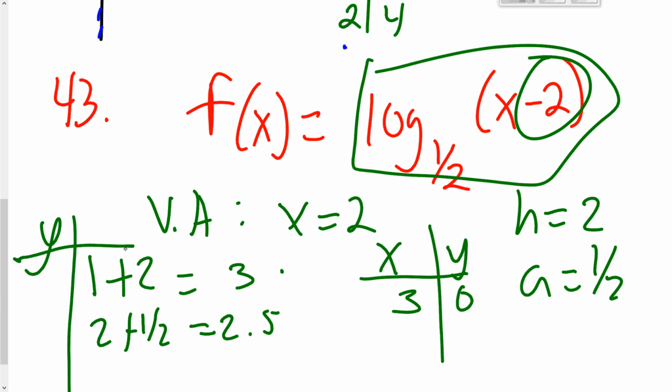Your y will always be 0 when you do this, and when you do the a plus h, you always get an answer of 1. So if I put in 2.5, 2.5 minus 2 is a half, right? Is 0.5 is a half, and 1/2 raised to what is 1/2? That's a 1. It always gets you a 1. Okay, so I could use those 2 points and graph those.